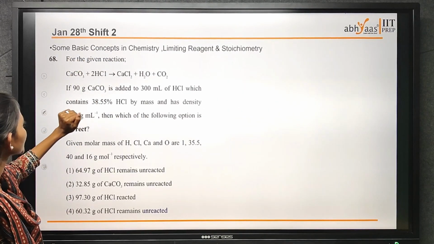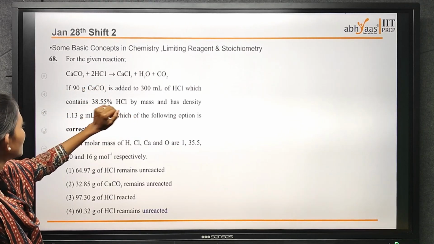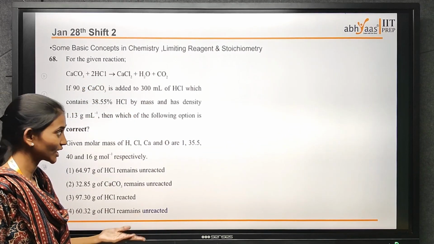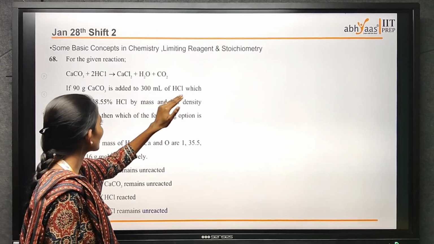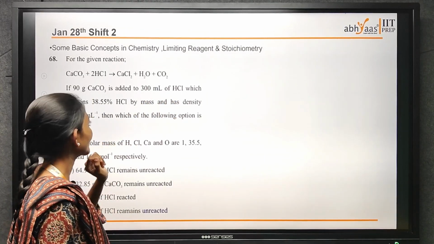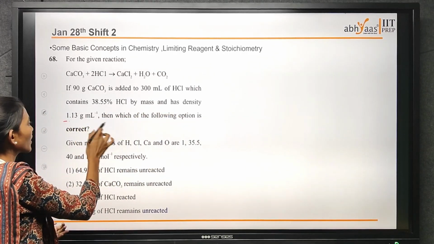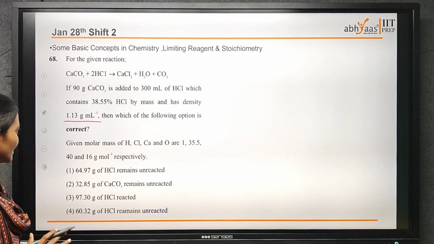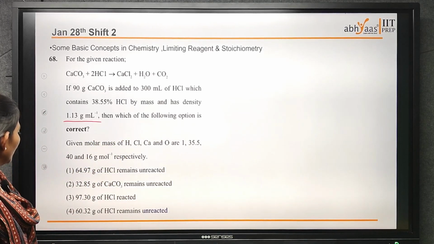For the given reaction, calcium carbonate reacts with hydrochloric acid, and we get a byproduct, carbon dioxide. If 90 grams of calcium carbonate is added to 300 ml of HCl, which contains 38.55% HCl by mass and has density 1.13 g mL inverse, then which of the following options is correct?